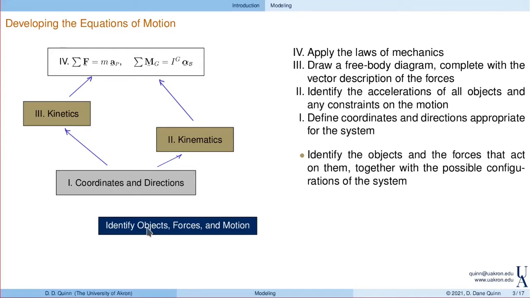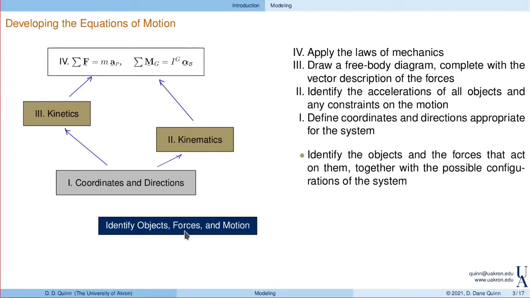Well, really, I just need to think about what's going on. I need to look at the problem that I have, and I need to identify the objects. I need to describe what forces are there. I don't actually need to write those forces down, but I need to know that they're acting on the different objects. I also need an idea of what's going to happen in terms of the motion. So really, this step is just thinking about the problem. There are a couple things I'll do here, but really what I want to do is identify the objects and the forces, together with the possible configurations. Again, we have this allowable motion concept.